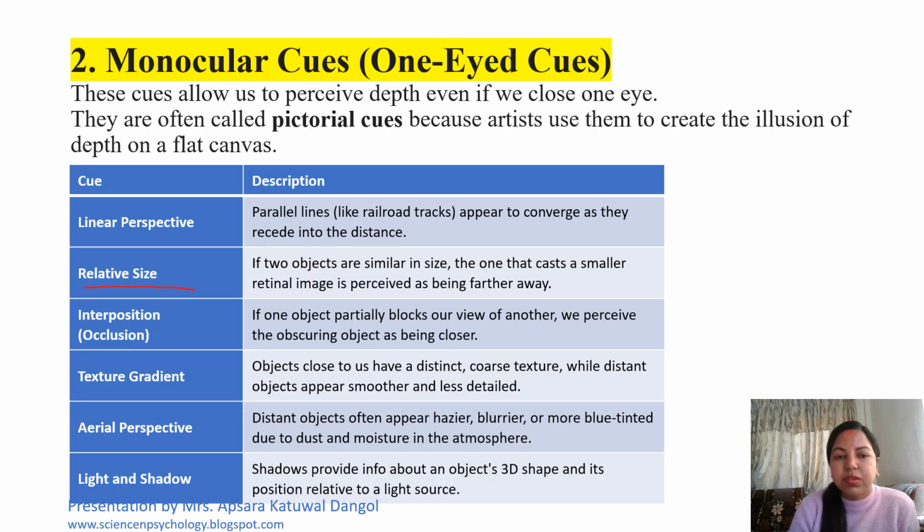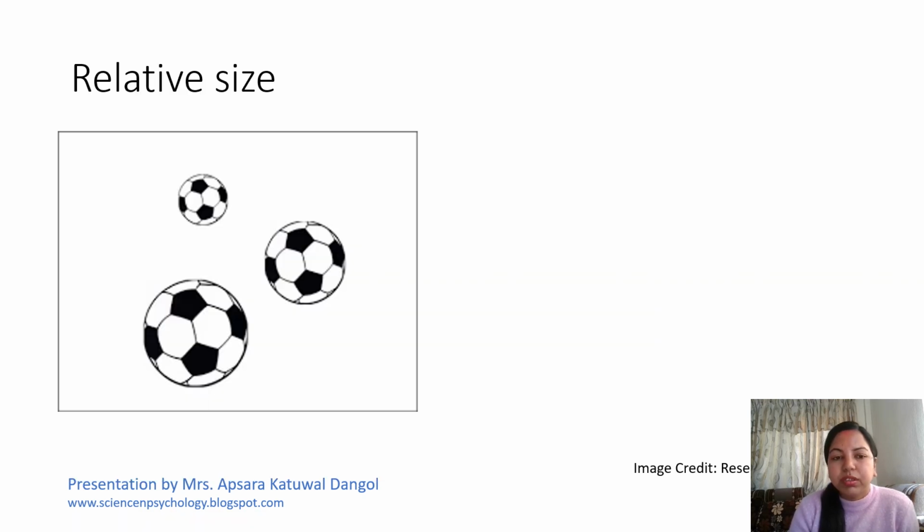Next is relative size. If two objects are similar in size, the one that casts a smaller retinal image is perceived as being farther away. If we talk about the size of the footballs, they are similar. Still, we feel like this is a small one. Why is this happening? As it is farther, our retinal image is smaller.